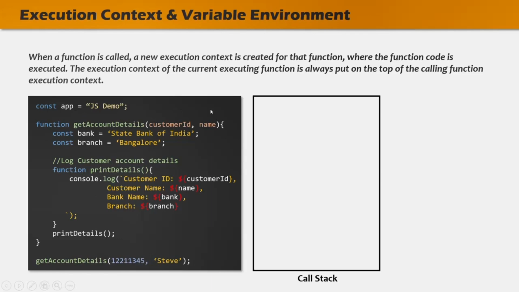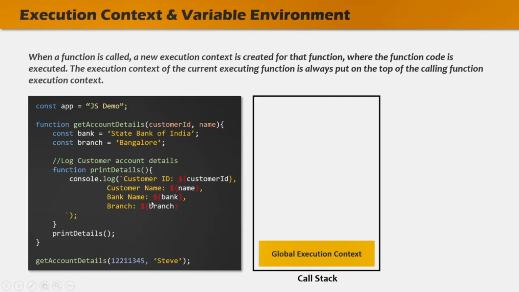So when this JavaScript code is executed by the JavaScript engine, first it will compile this JavaScript code into machine code, and then it will start executing it line by line. When it starts executing, first of all, it is going to create a global execution context. In this global execution context, all the top level code, all the code present in the global scope, will be stored. So in this example, the app variable and the getAccountDetails function will be stored in this global execution context.